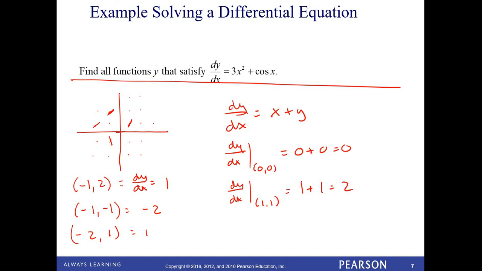So what I would like you to do is to continue filling in this slope field for all of the values from -2 to 2, so a grid that is 4 units high and 4 units wide. So fill in the rest of these slopes and come to class with a slope field to represent this differential equation. All right, that's it for now.